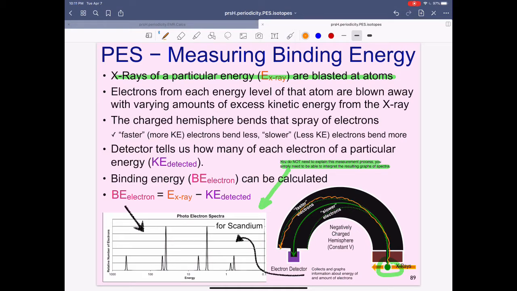So what happens is that the electrons are blasted off, and some electrons will be moving faster as a result, and those fast electrons will end up at one place on the spectra, and then other slower electrons, as they're blasted off, will end up in other places on this graph. And ultimately, it will be able to tell us about the binding energy for each of the electrons in the different orbitals.